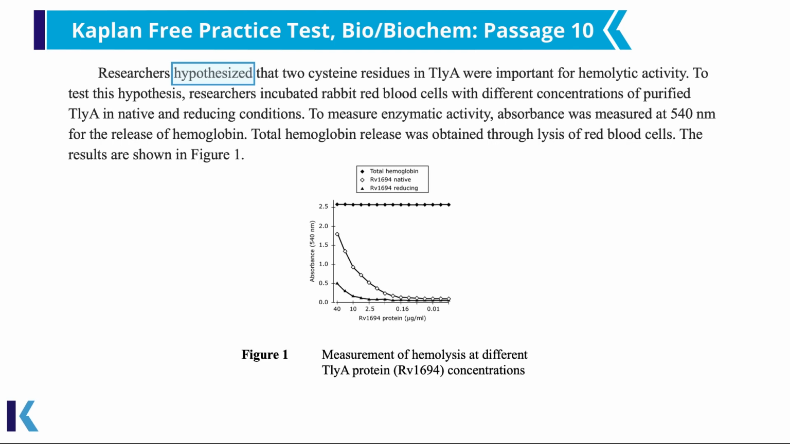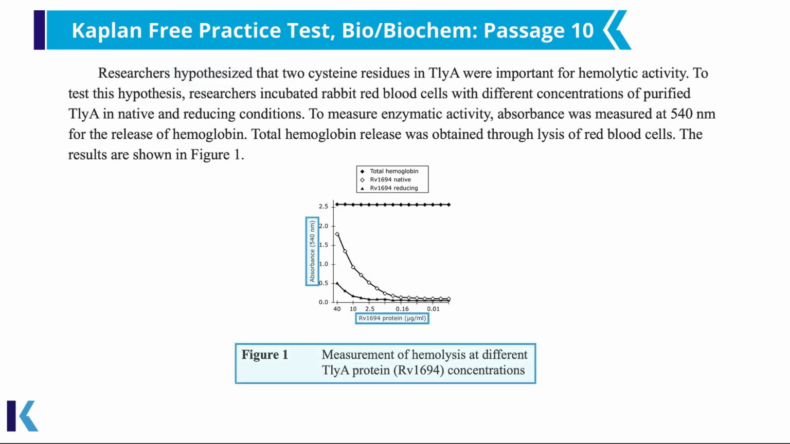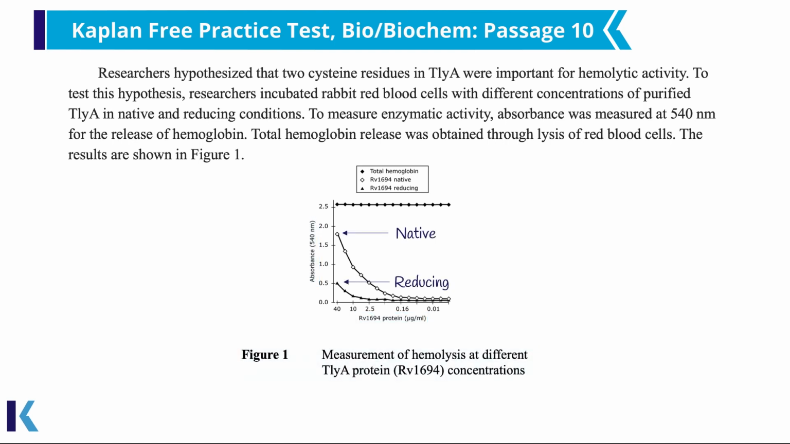When I get to the graph, I read the figure's legend and axes first. The y-axis is absorbance, how much hemolysis there is, while the x-axis is TLYA protein concentration going from higher to lower levels. I see that the graph for native conditions is higher than the reducing condition, meaning reducing conditions decrease hemolysis. Thus, it supports the hypothesis that cysteine residues may be important for hemolytic activity.